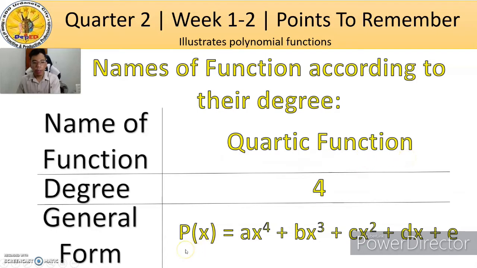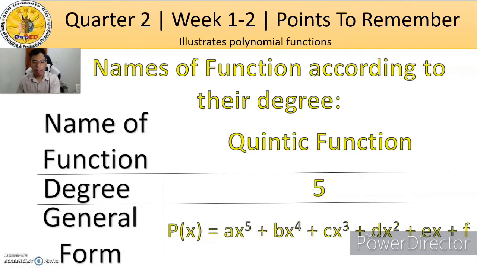Its general form is p of x is equal to ax raised to 4 plus bx cubed plus cx squared plus dx plus e. If it has a degree 5, it is called a quintic function. Its general form is p of x is equal to ax raised to 5 plus bx raised to 4 plus cx cubed plus dx squared plus ex plus f.